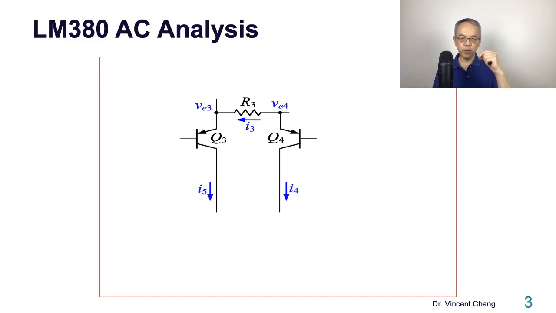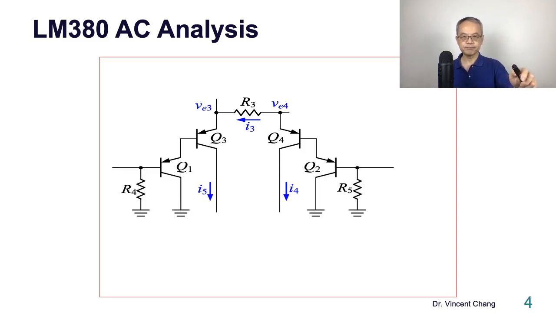Before we conduct the AC analysis, we have to sketch out the AC equivalent circuit. So let's start with the input differential pair, Q3, Q4, and the one external emitter resistance R3. And then the two input emitter followers, Q1 and Q2. So emitter follower, differential pair.